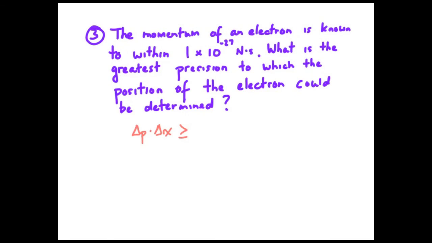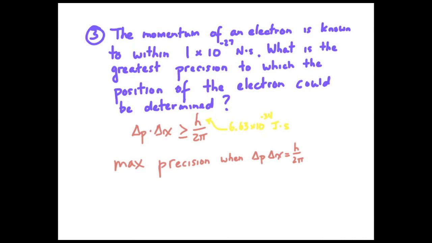And here we are looking at the solution. Actually, I tricked you a little bit here. We gave you the Heisenberg uncertainty principle for energy and time. Here it is for position and momentum, very similar. And of course, h is Planck's constant, 6.63 times 10 to the negative 34 joule seconds. And so maximum precision occurs when delta p delta x equals h over 2 pi.